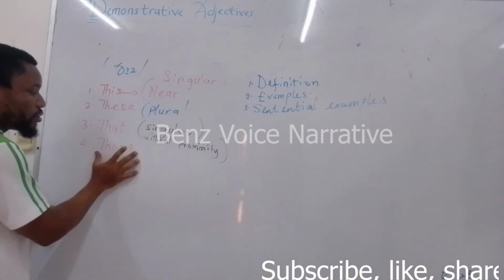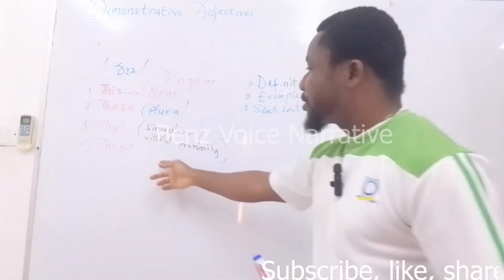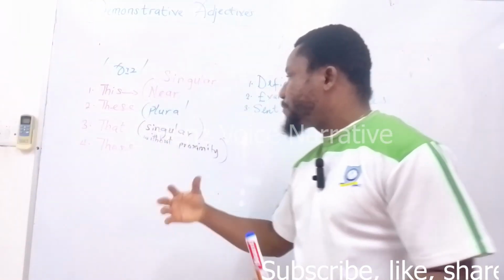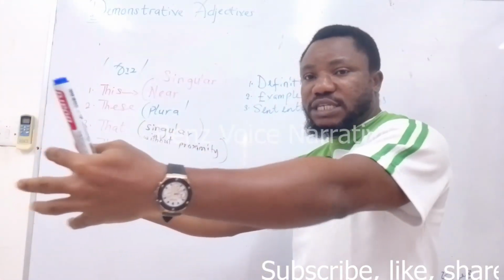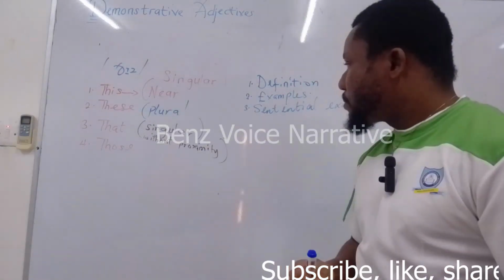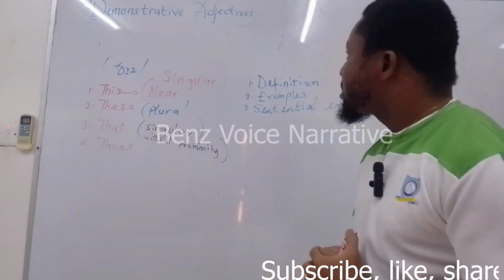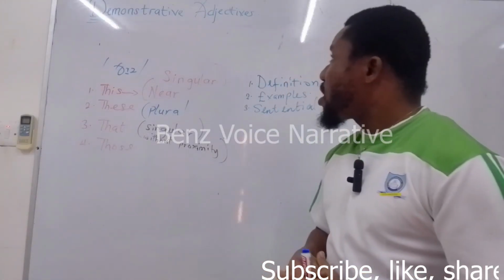So finally, those is the plural demonstrative adjective, the elder brother of that, the bigger brother of that. And it points out objects that are without proximity, that are outside of the reach of the person speaking, or that are distant from the person who is speaking. So that is that about demonstrative adjectives.